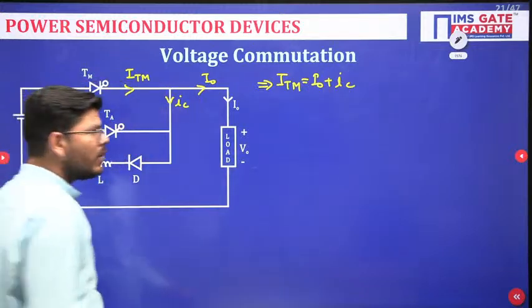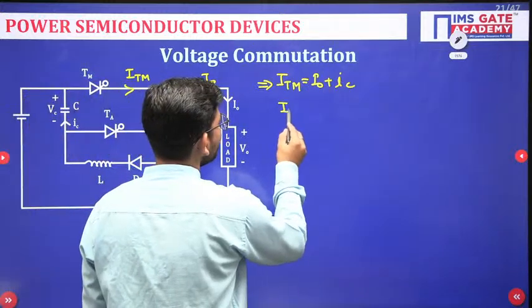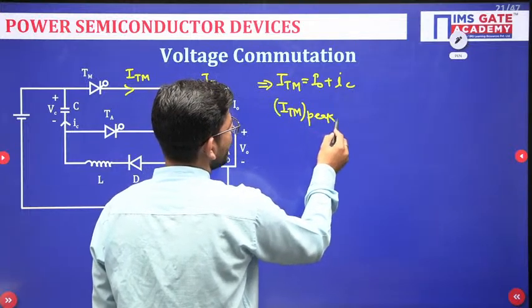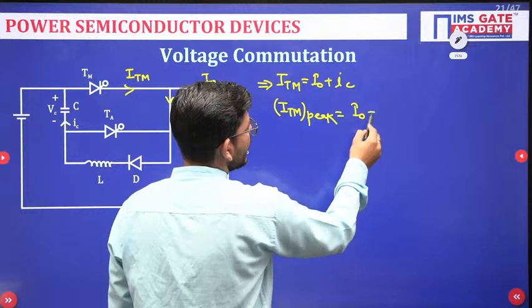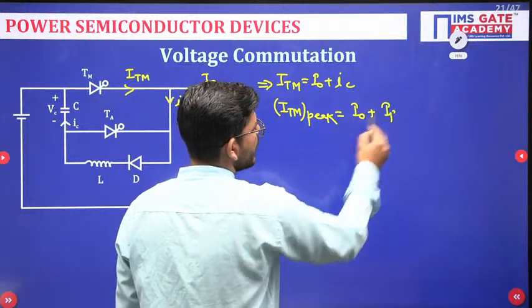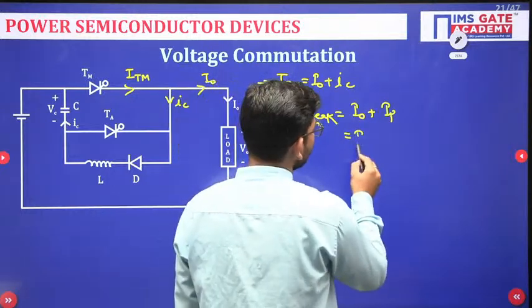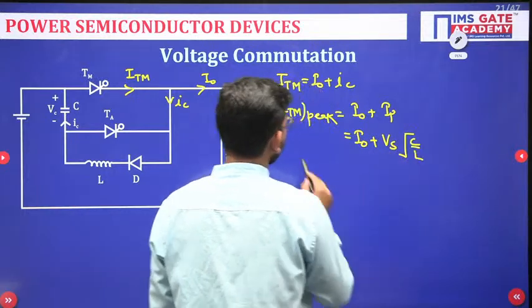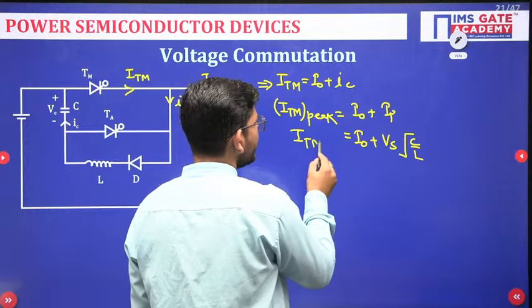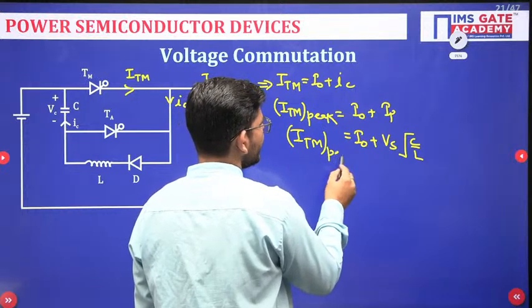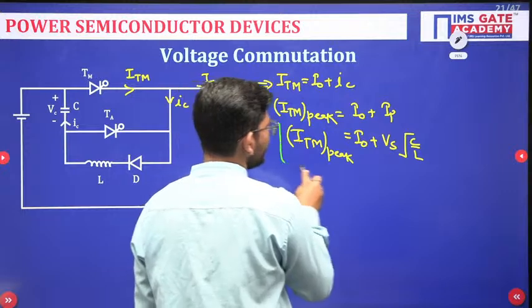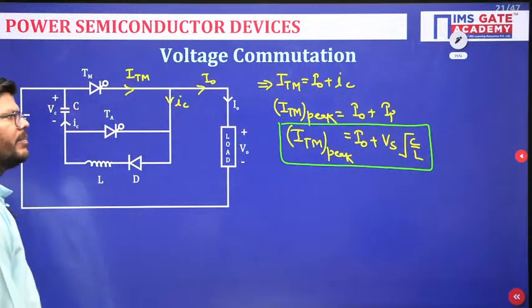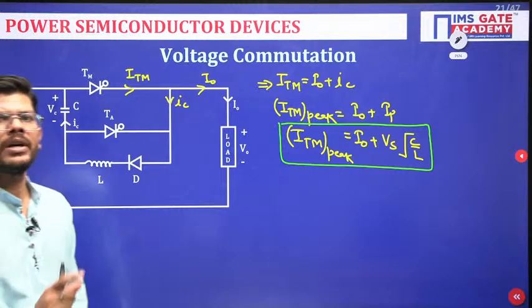Now let me ask you one question. What will be ITM peak? ITM peak will be I naught and the peak value of IC, which is IP. So what will we write here? I naught plus Vs under root C by L. That will be my peak current here. ITM peak will be I naught plus Vs under root C by L.